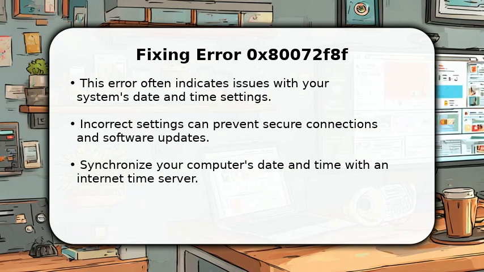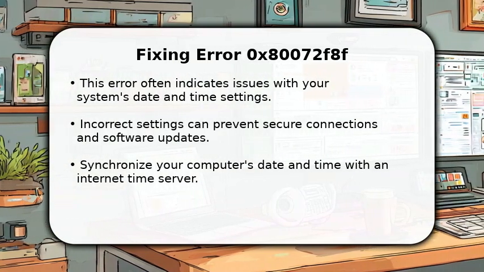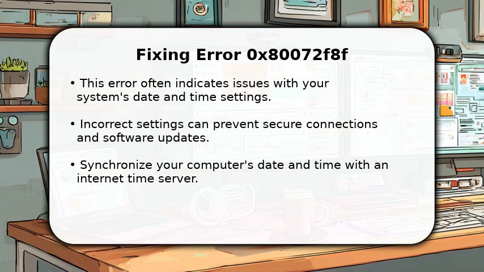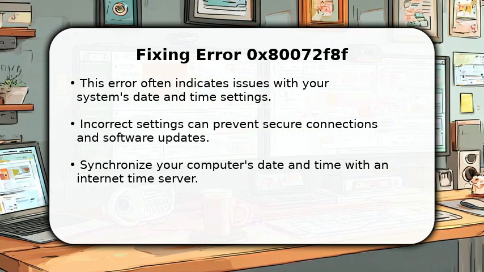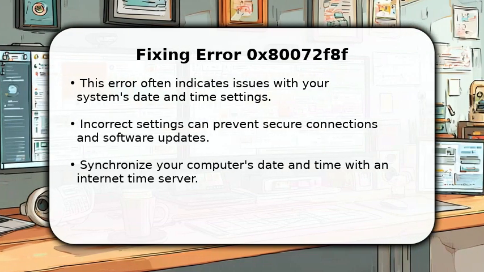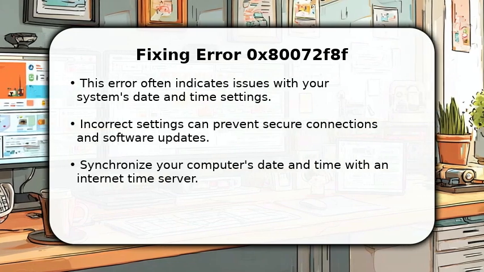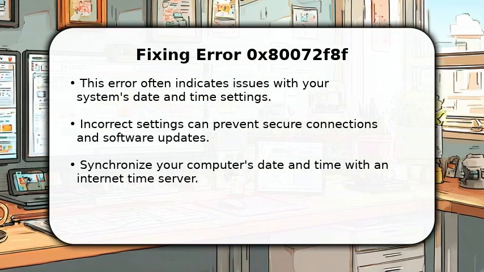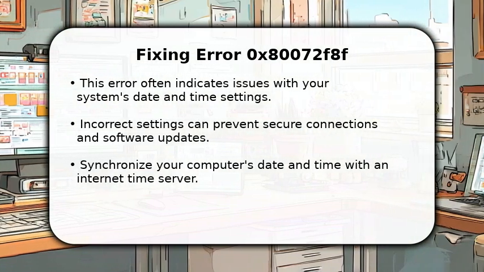In this video, I will explain how to fix error code 0x80072f8f. This common issue often stems from incorrect date and time settings on your computer. To begin, navigate to your system's date and time settings. Ensure that both the date and time are accurate, and then synchronize them with an internet time server. This crucial first step can resolve many underlying connection problems, allowing your system to communicate securely and effectively.